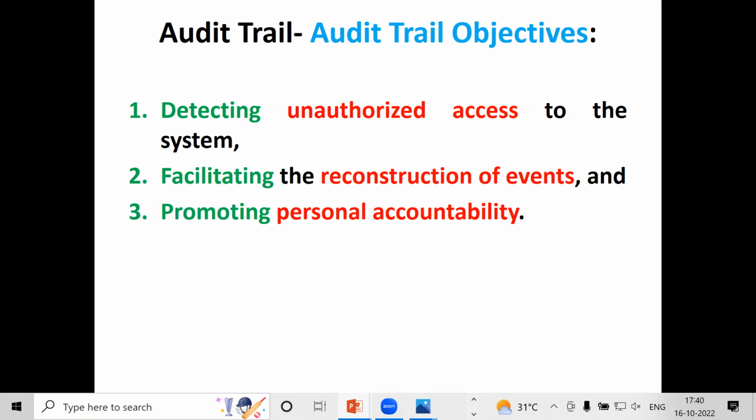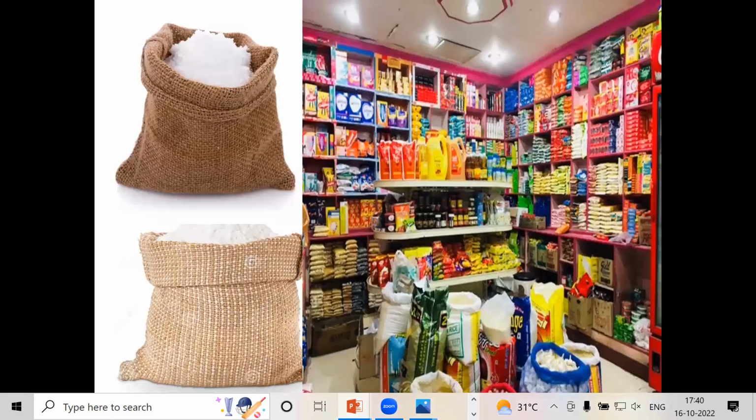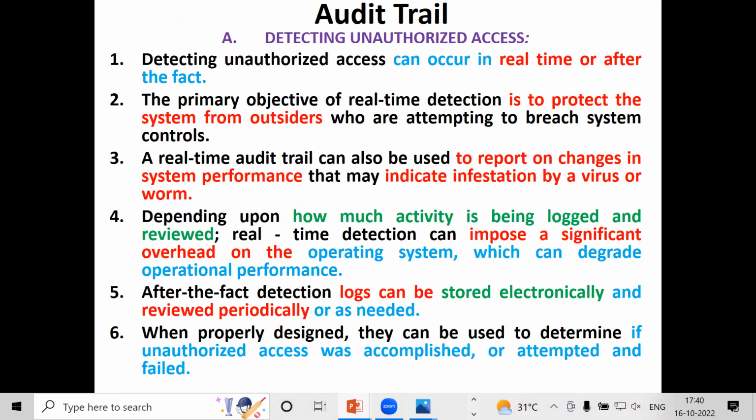Third one is promoting personal accountability. Though a person has a username and password for entering the network and all the permissions, suppose some other person can also use the same username and password. But then the person who was allotted the username and password is held responsible for all his activities. That is what is referred to as personal accountability. So for these three things, audit trail is important. Normally I give an example of stealing salt from the shop: the person can be traced by the spillages of the salt through the leakages.